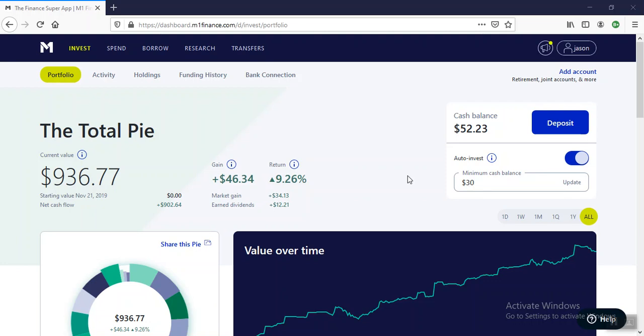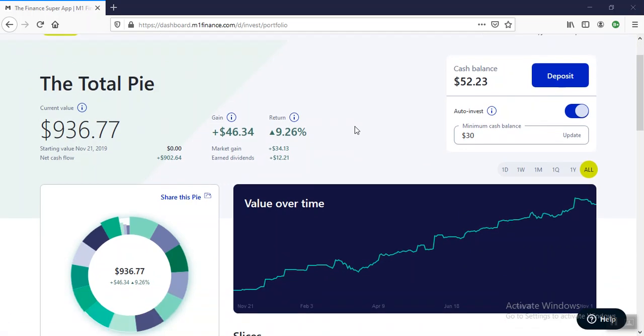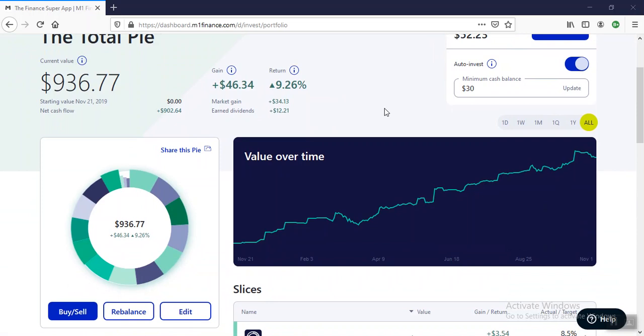Okay, welcome back to my M1 Finance portfolio for the week beginning 11/1/2020. And we are just below Thousandaire status, which will probably change Monday unless there's a significant drop in the stock market.